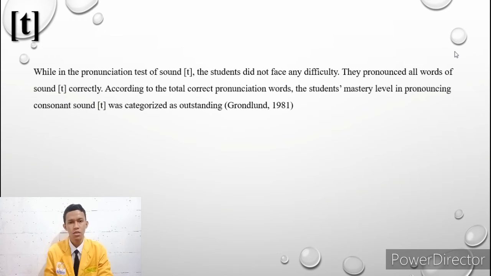While in the pronunciation test of Santa, the student did not face any difficulty. They pronounced all words of the Santa correctly. According to the total correct pronunciation word, the student mastery level in pronouncing consonant Santa was categorized as outstanding. From the result of the pronunciation test, the sound th was the most difficult sound to be pronounced well by the student. Then it followed by the sound th, while student did not face any difficulty in pronouncing the sound th, since there was no wrong pronunciation of that sound.